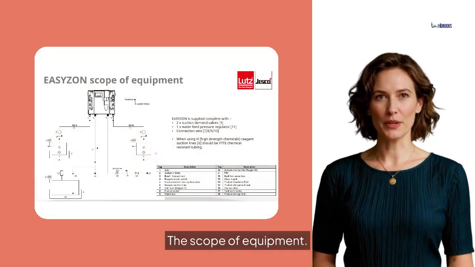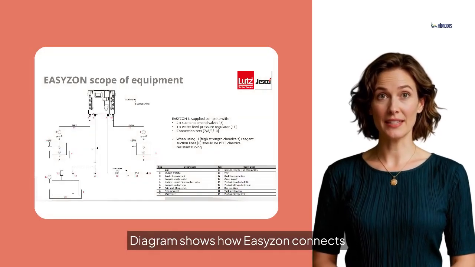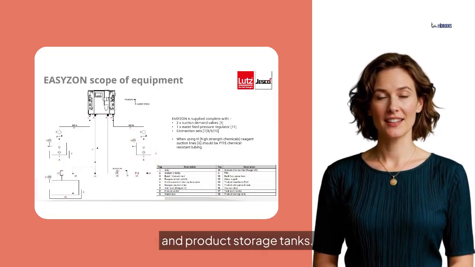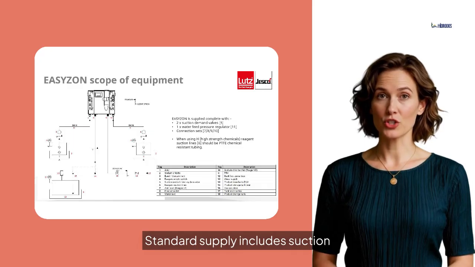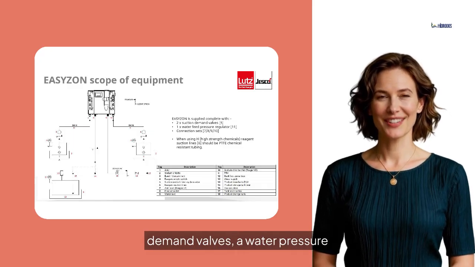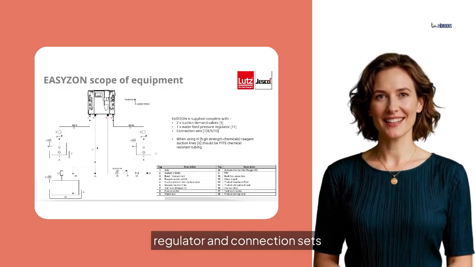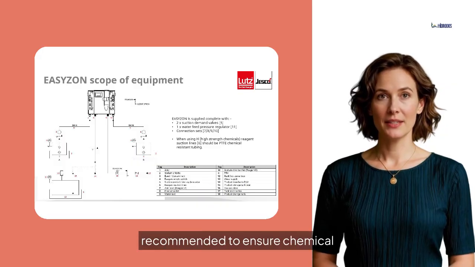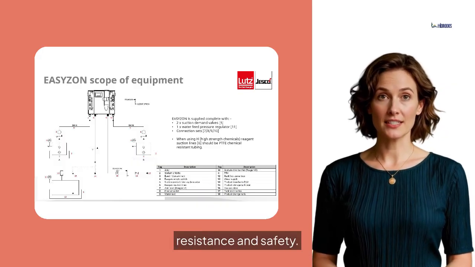The scope of equipment diagram shows how EASYZON connects to acid, sodium chloride, and product storage tanks. Standard supply includes suction demand valves, a water pressure regulator, and connection sets. For high-strength reagents, PTFE suction lines are recommended to ensure chemical resistance and safety.